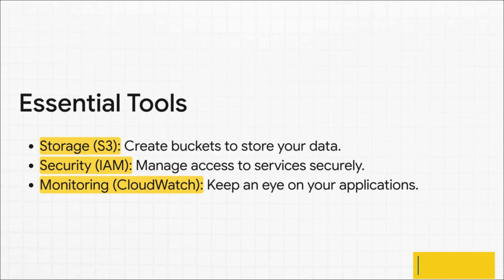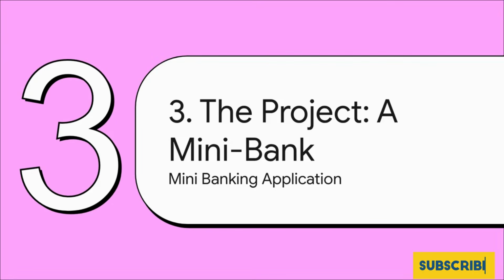Of course, an app is more than just code running, so your toolkit also has other essentials. There's S3 for storage, which is like having a bottomless digital filing cabinet for all your data and files. Then you've got IAM, which is like your app's head of security, handing out keycards and deciding who gets access to which part of your system. And finally, CloudWatch, which is your dashboard, letting you monitor the health and performance of everything to make sure it's all running smoothly. All right, that's enough theory.